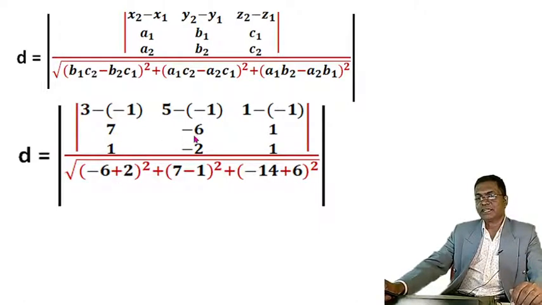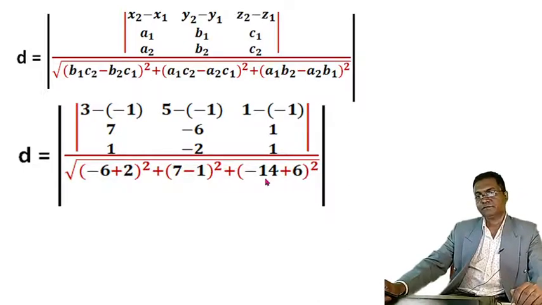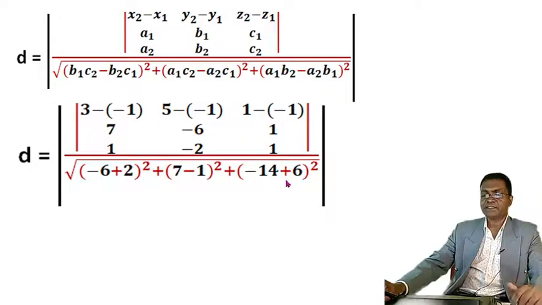So first, you can write minus 6 into 1 minus of minus 2 into 1. That gives you this. Here it is 7 into 1 minus minus 1 whole square. Next, this is 7 into minus 2, that's minus 14, minus of 6 into minus 1, that becomes plus 6. So this is easy, just as you do in a determinant. It follows the same pattern. Here you have square, square, square, just as I told you.